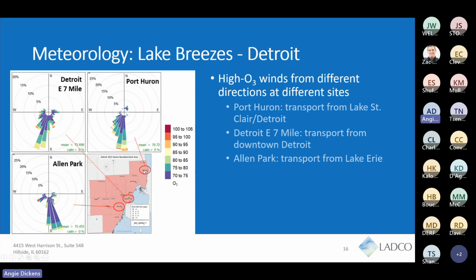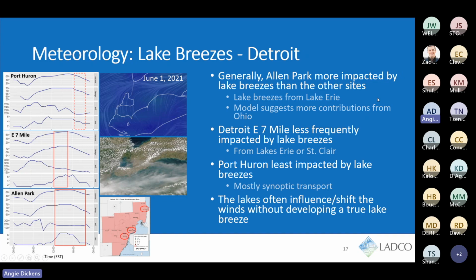And Port Huron up here, the winds when ozone's really high are coming from the south to southeast, so kind of coming right from Detroit or traveling up the river from Lake St. Clair. Generally, Allen Park seems to be the site that's most impacted by lake breezes, and these are lake breezes coming from over Lake Erie. Our source apportionment modeling actually suggests that this site has more contributions from Ohio because of these patterns. The Detroit East 7 Mile site is less frequently impacted by lake breezes, but is still sometimes impacted, and those can come either from Lake Erie or from Lake St. Clair. And Port Huron seems to be mostly affected by synoptic patterns.